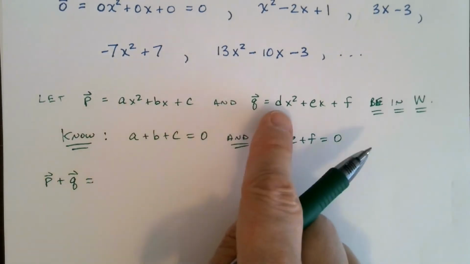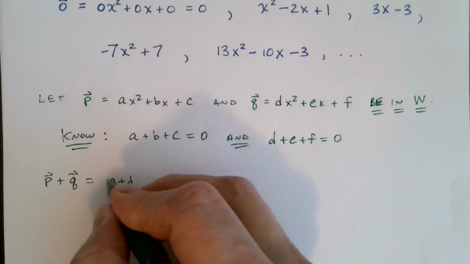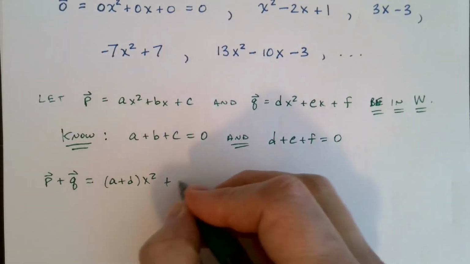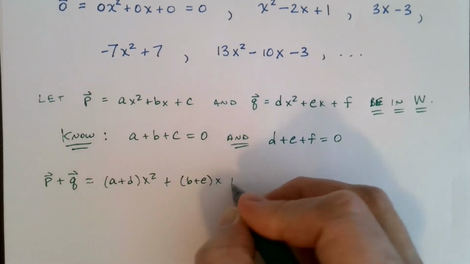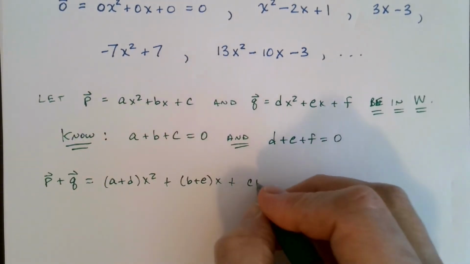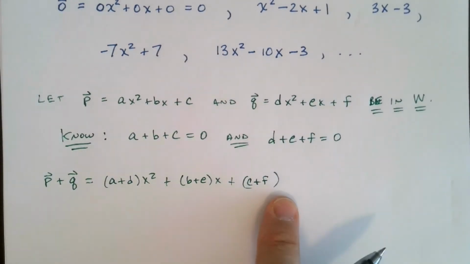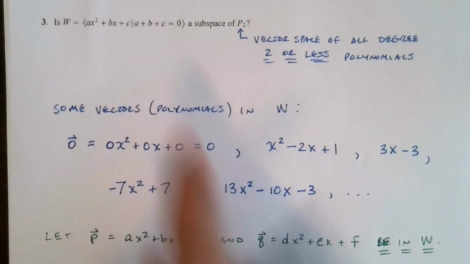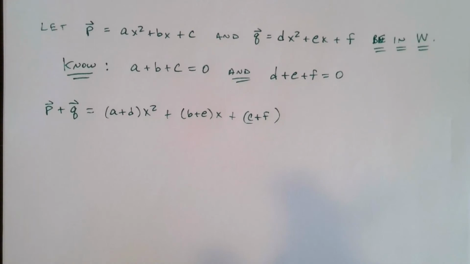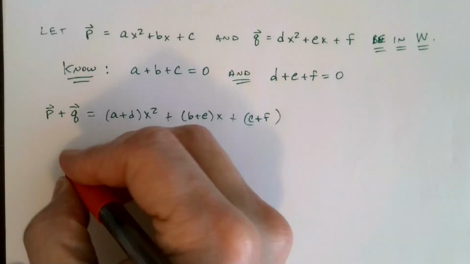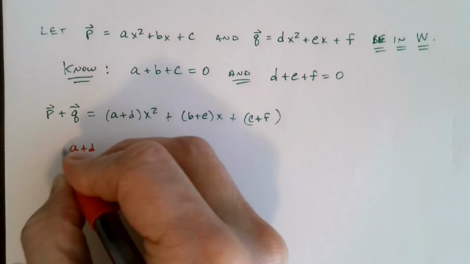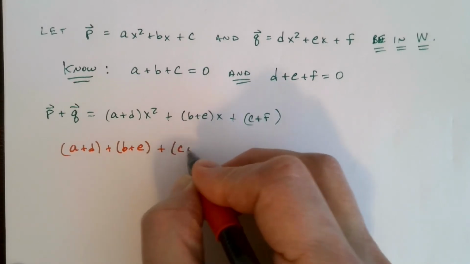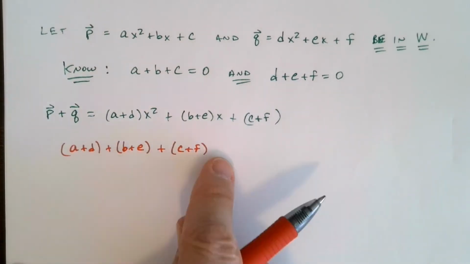Well, ax squared plus dx squared is a plus d x squared, right? I just add the coefficients. bx plus ex, b plus e x, and c plus f is the constant term. So is this polynomial in the original set W? Right, go back up here. What has to be true? The sum of the coefficients must be 0. So here's what we do to show this. We simply come down here and we write a plus d plus b plus e plus c plus f. Okay? So the sum of these things must be 0.